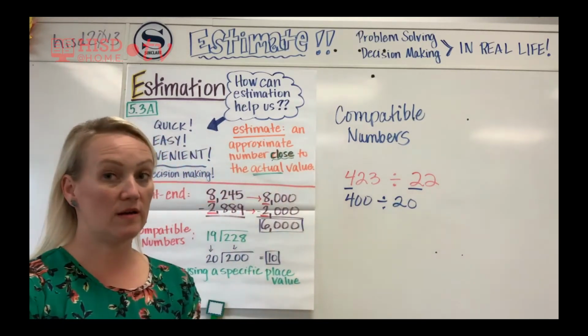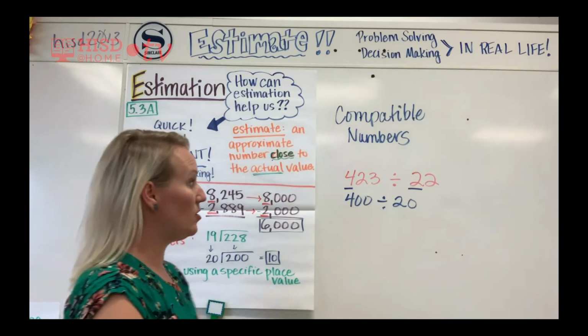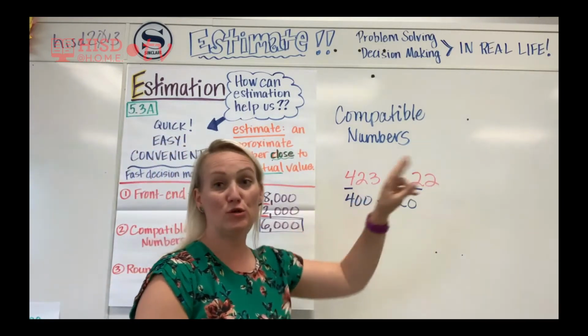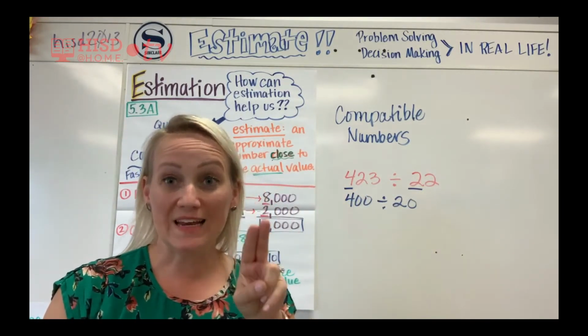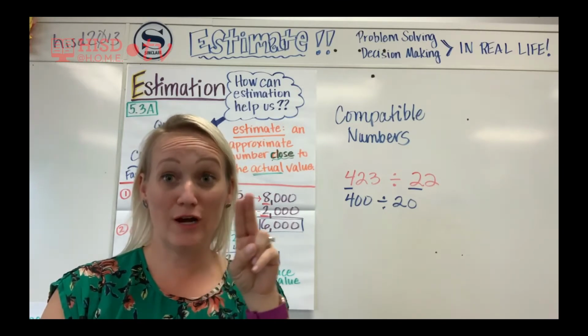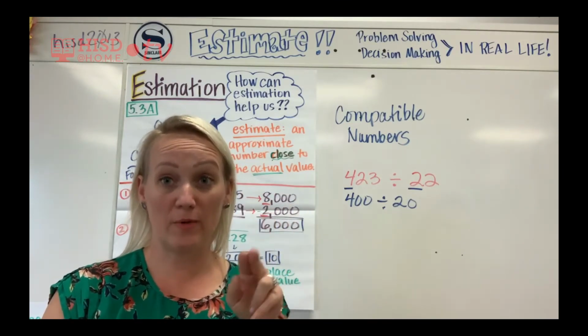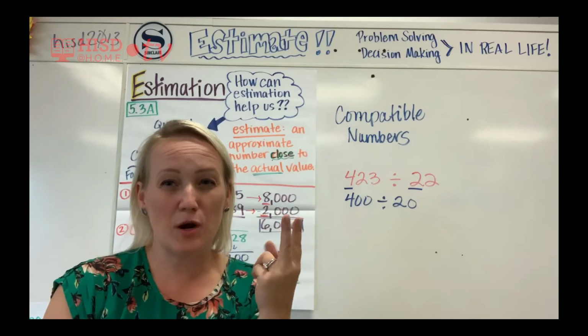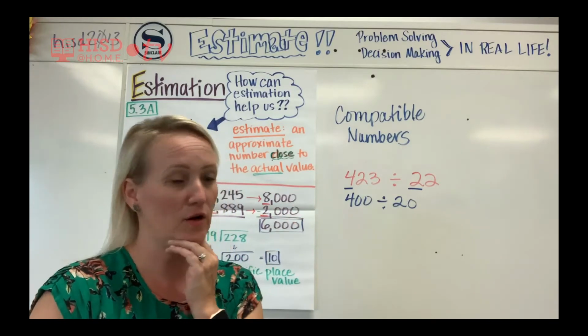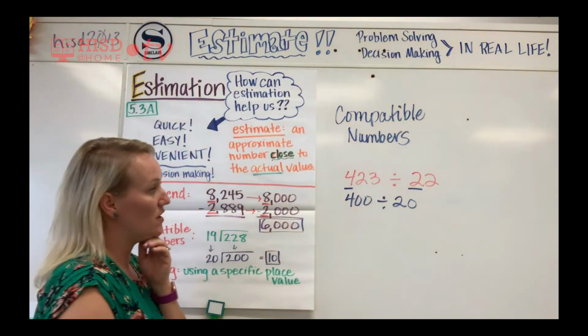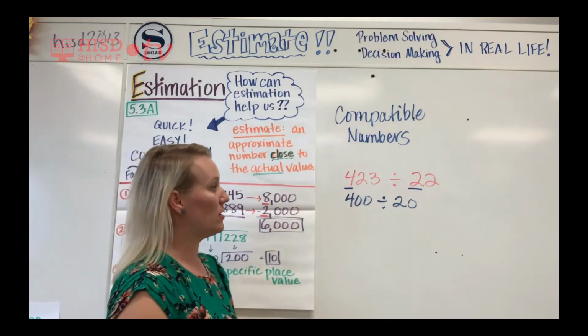So let me go over that again. They're compatible because 4 and 2 are related to each other, right? 2 times 2 is 4. 4 divided by 2 is 2. So they're a match because they're a math fact together. So that's why I'm choosing those numbers. I could also, okay, so let's do that.